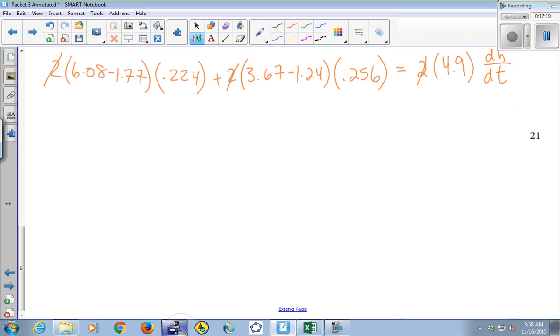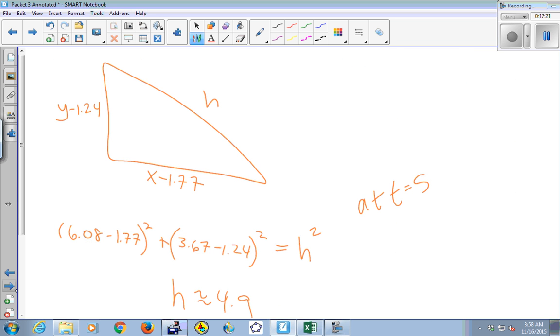That's okay. The Pythagorean theorem at time t equals 5. No, because the length of the triangle side is not just plain old x, it's x minus 1.77, and this is y minus 1.24. So you take the values for x and y from the table, plug them into your Pythagorean theorem equation.